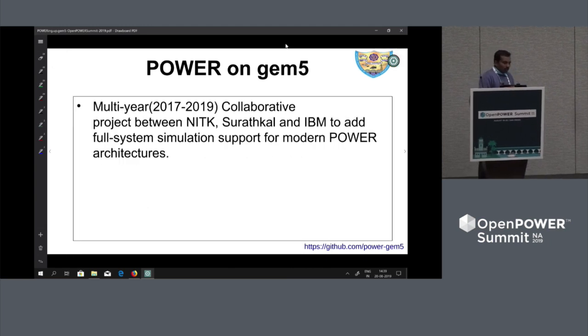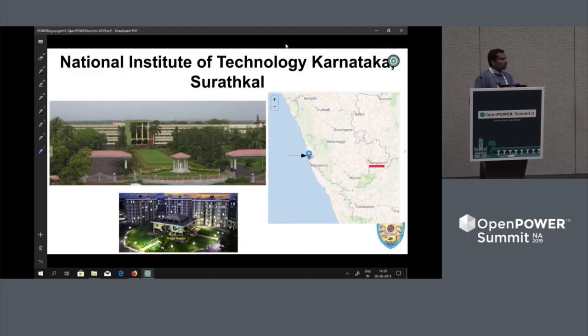The mode of engagement was that our group at NITK Surathkal, with strong mentoring and collaboration with the IBM LTC in Bangalore, set out with this target. First of all, people would not know where my institute is. If you know Bangalore, that's on the right-hand side, underlined. We are on the west coast, approximately 250 miles as the crow flies, to the west of Bangalore.